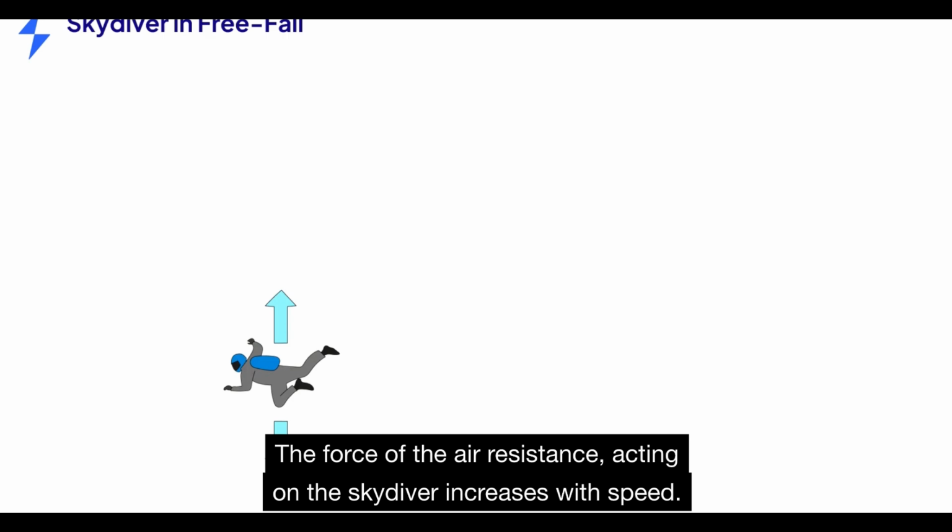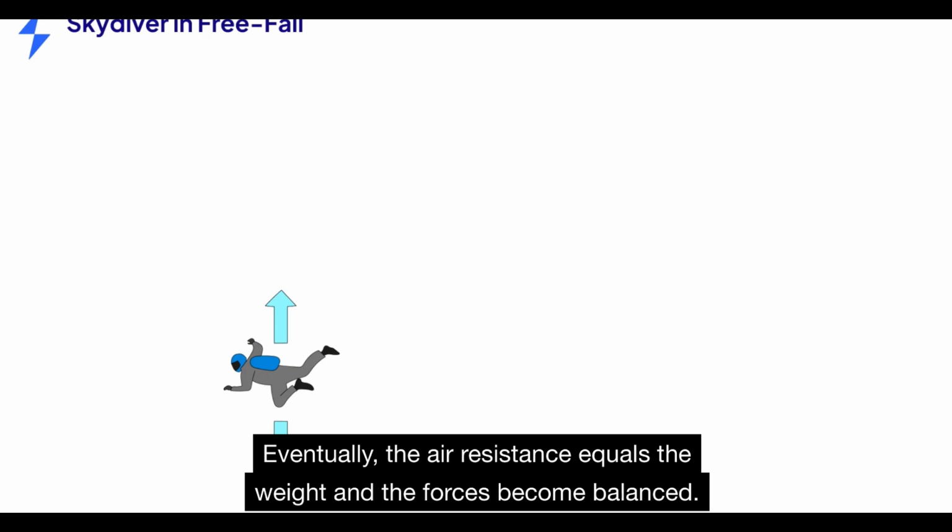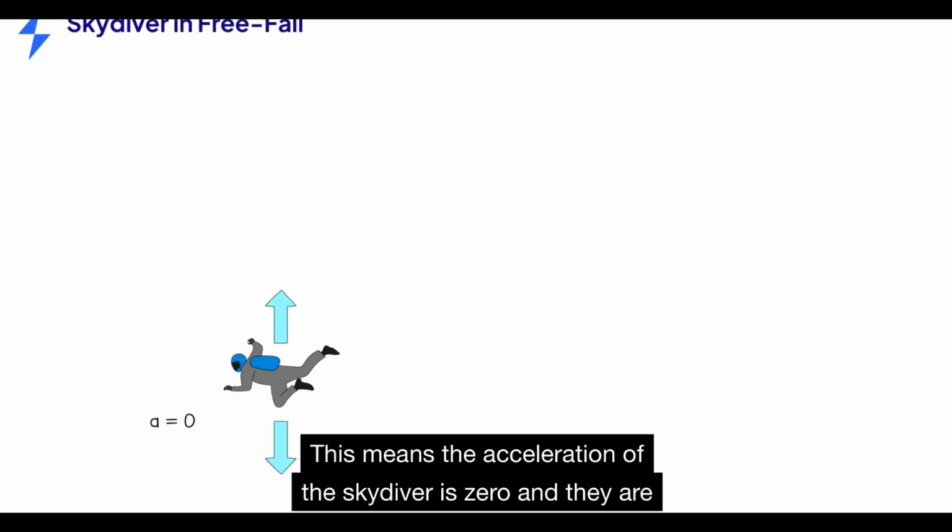The force of the air resistance acting on the skydiver increases with speed. Eventually, the air resistance equals the weight and the forces become balanced. This means the acceleration of the skydiver is 0 and they are traveling at the terminal velocity.